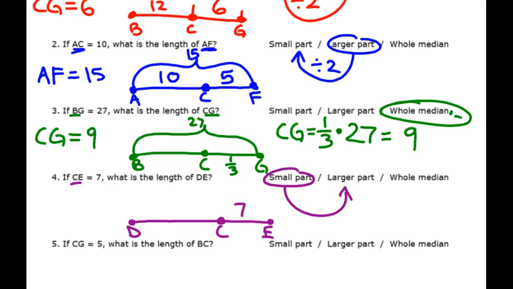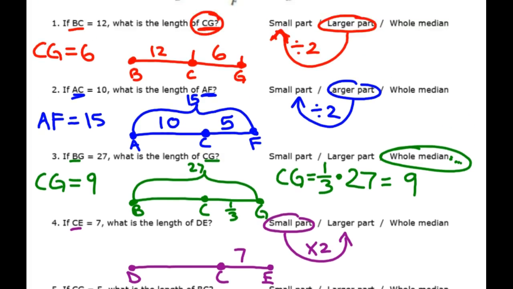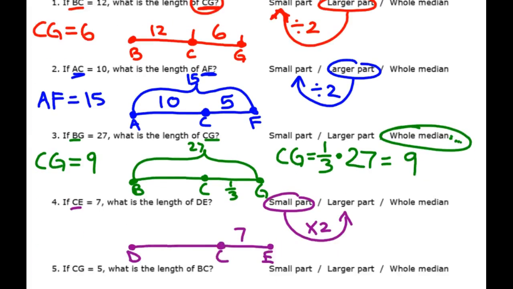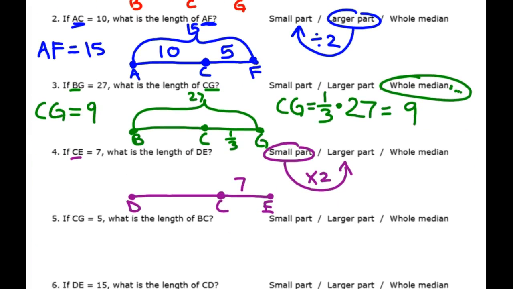Now this time I want to go from the small part to the large part. So I'm thinking of doing the opposite of my first step on problem number 1 and 2. Instead of dividing by 2, to go from the small part to the larger part, you're going to multiply by 2. It's twice as big. To go from 1/3 to 2/3, that's multiplying by 2. So if I know CE, the small part, is 7, the larger part, DC, is double that. That's going to be 14.